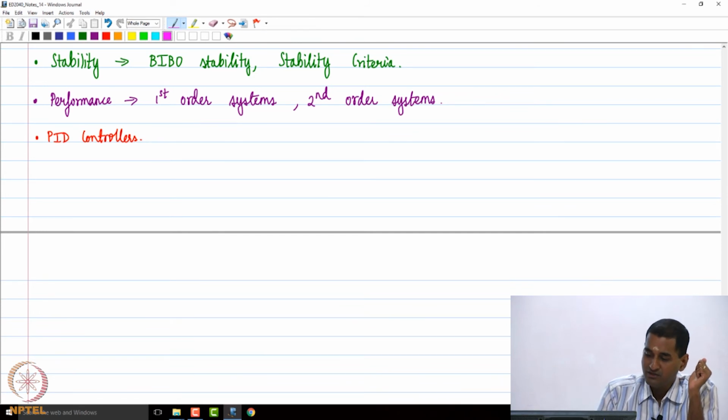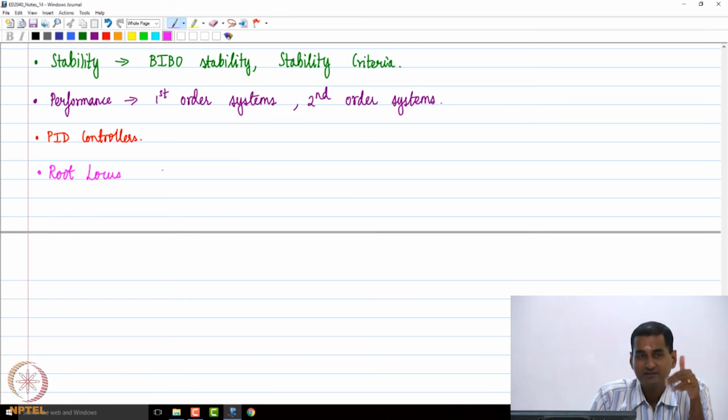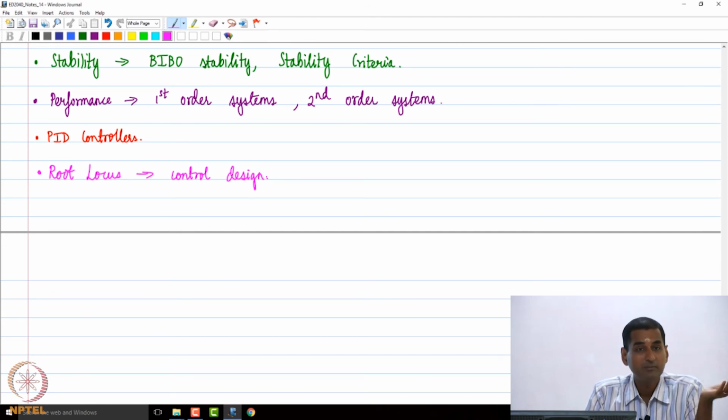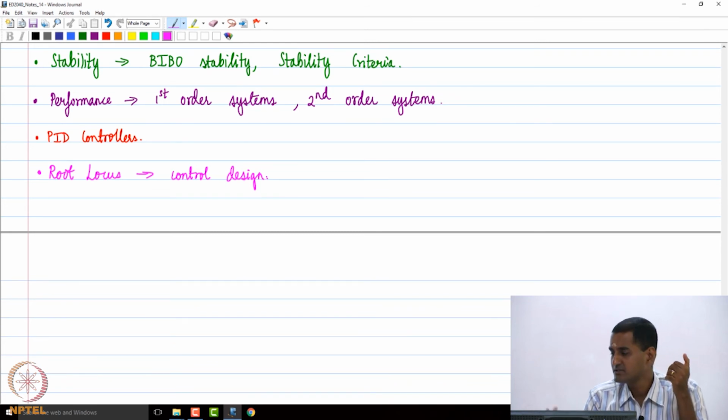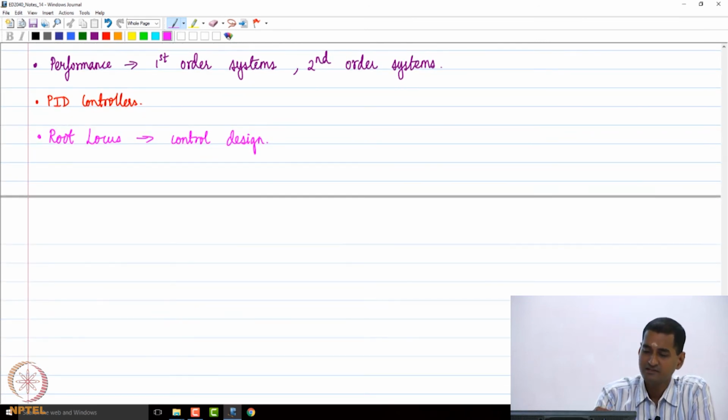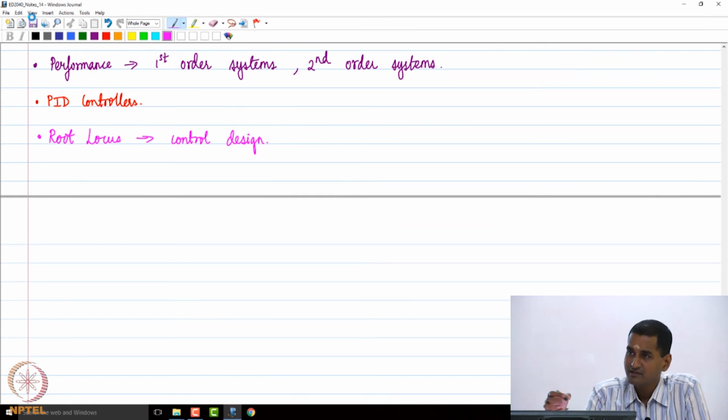Then if you recall, we studied the root locus, right. So root locus essentially was used to plot the locus of the closed loop poles, and then this was used for control design, correct. So if I'm given the open loop transfer function, and I vary one parameter, which may be a controller parameter, how does the locus of the closed loop poles change? And that was used to essentially design the closed loop system for stability and performance, right.